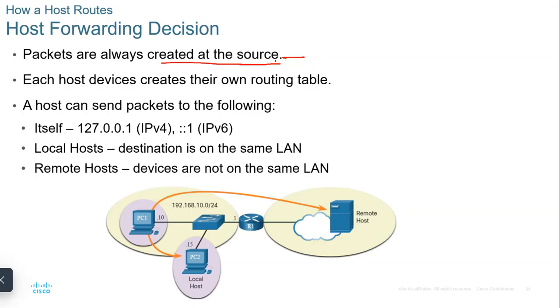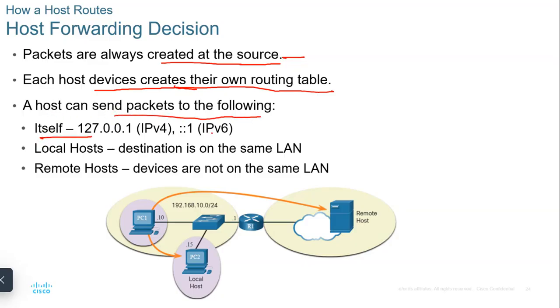So each host device creates its own routing table, because whether it is the source or the destination depends on the direction. Every device on the network has to create its own routing table, because the sending option for PC1 can't be the same as for PC2.